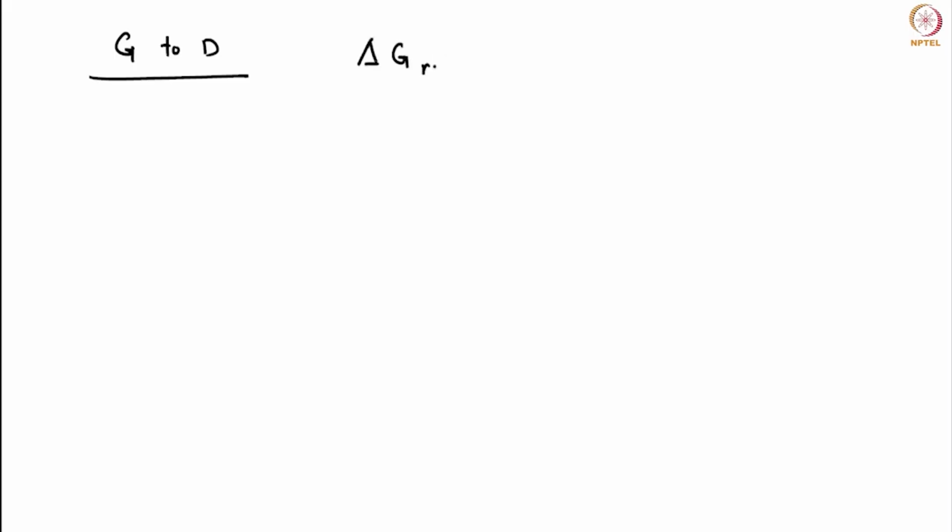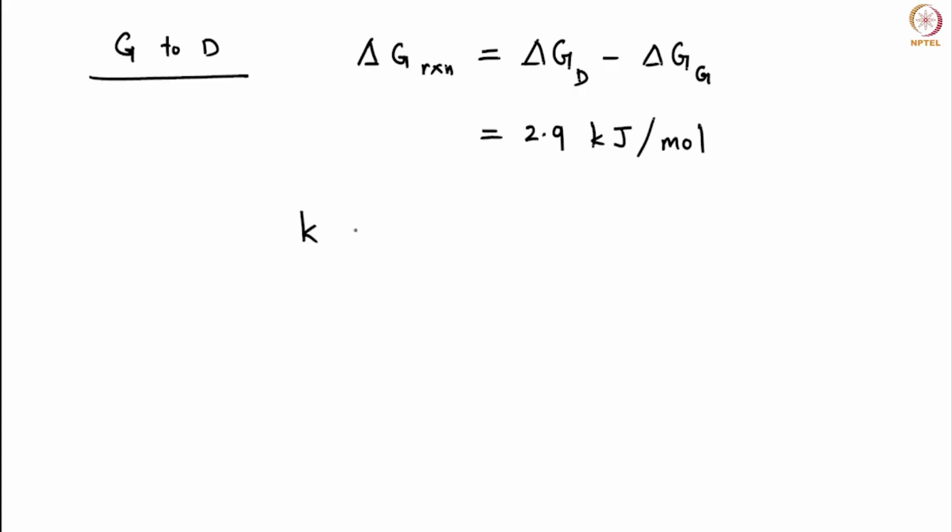So what do we have here? Delta G of reaction is what we need to calculate. That would be delta G of diamond minus delta G of graphite. These values are already given. You will see that this is plus 2.9 kilojoule per mole, because for graphite it is 0 anyway. And then how do you calculate the reaction constant K? That equals e power minus delta G by RT.